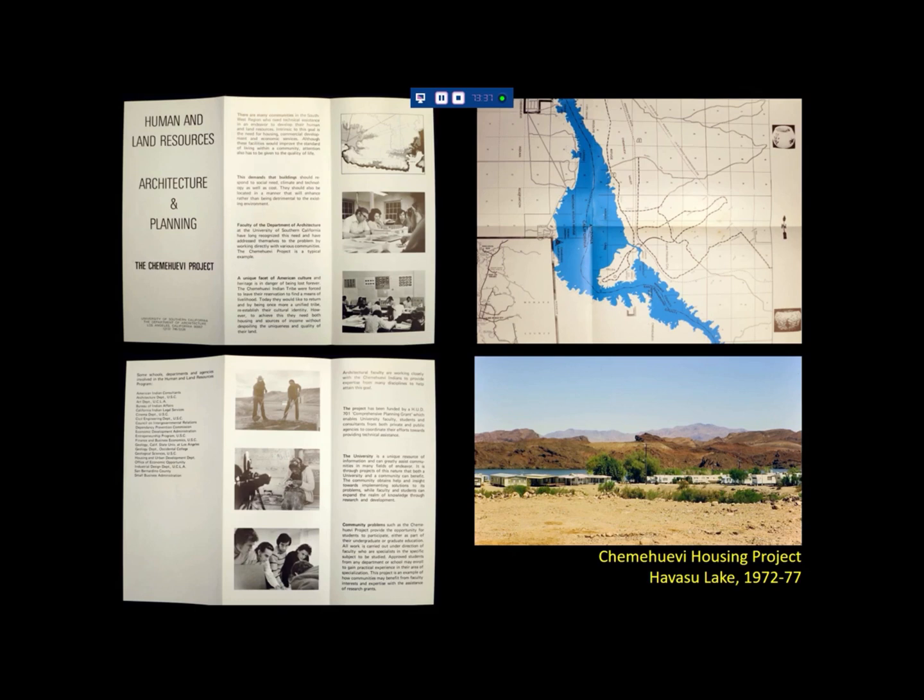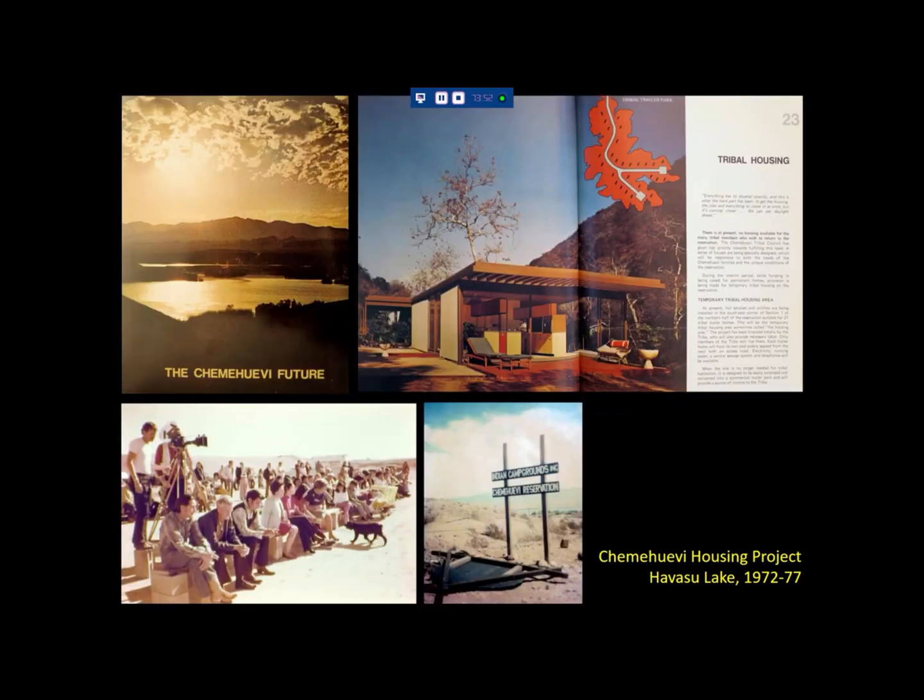And there was a lot of interaction with the local Native Americans. You can see a meeting there with cameras on the left. On the right it says Indian Campgrounds, Incorporated, Chemehuevi Reservation, a rather forlorn sign in the middle of the desert. And a brochure was produced describing the Chemehuevi future. I think it looks rather fanciful, all that lovely setting sun. And here's a house that they would build, something just like this one.